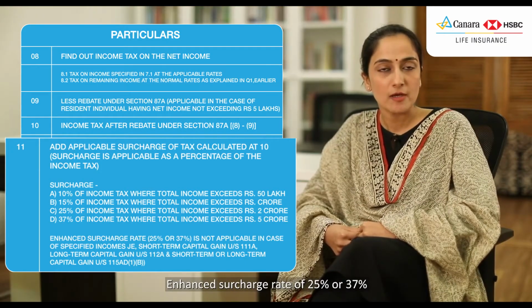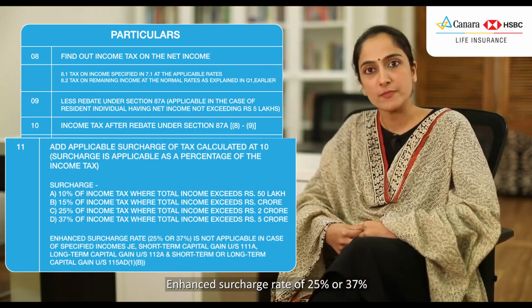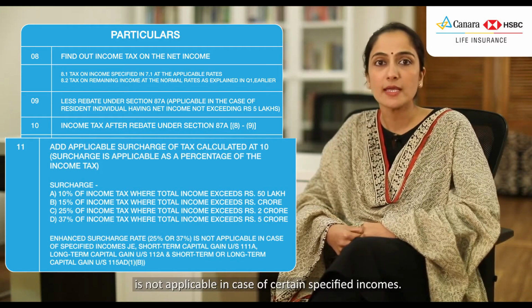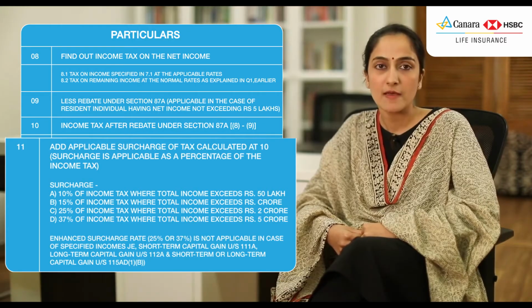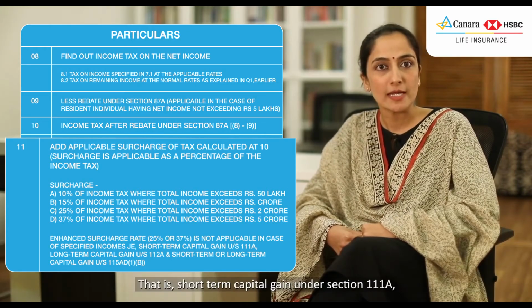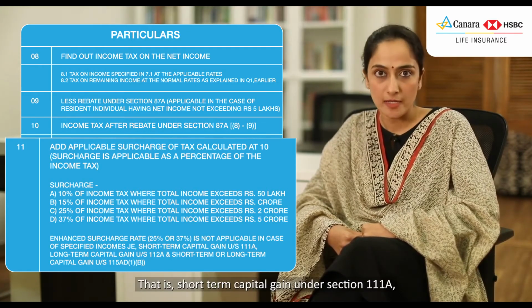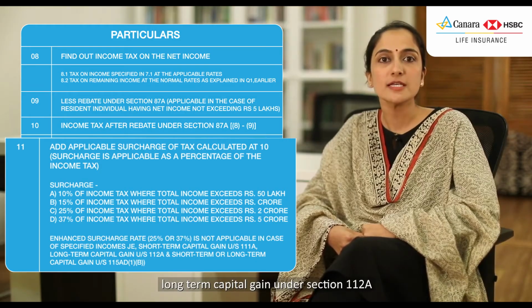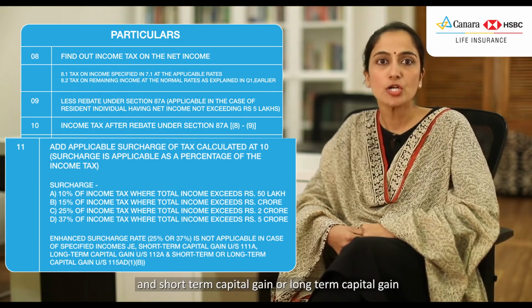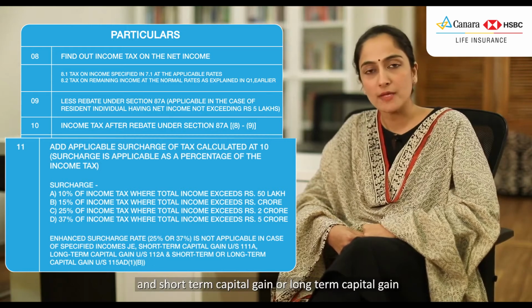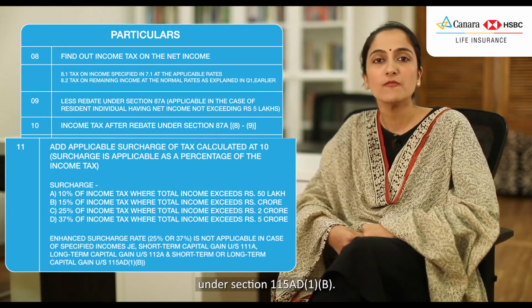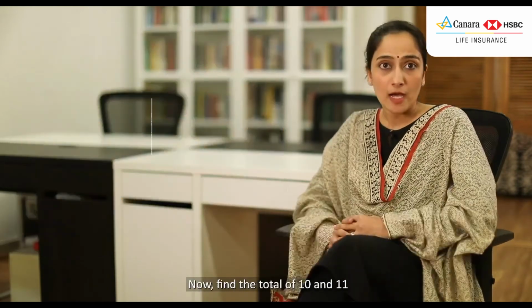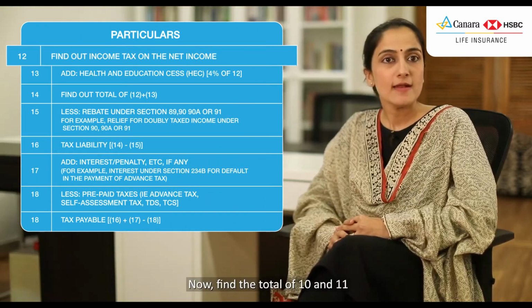Enhanced surcharge rate of 25% or 37% is not applicable in case of certain specified incomes, that is, short-term capital gain under section 111A, long-term capital gain under section 112A, and short-term capital gain or long-term capital gain under section 115AD1B. Now, find the total of 10 and 11.